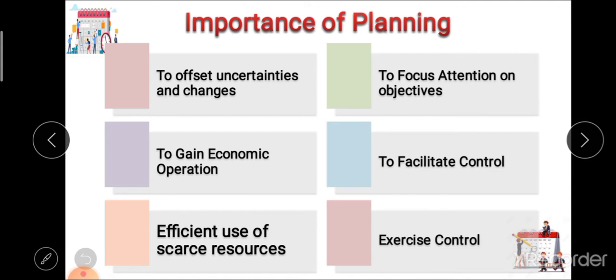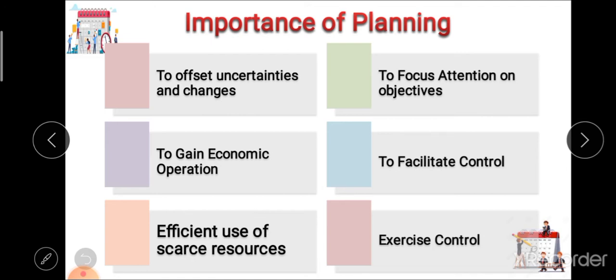Then the next one, that is the fifth function: planning ensures the efficient use of scarce resources. In planning, it harmonizes the efforts of an organization and the different resources which are available and which are scarce. Those particular resources are efficiently used only because of planning.